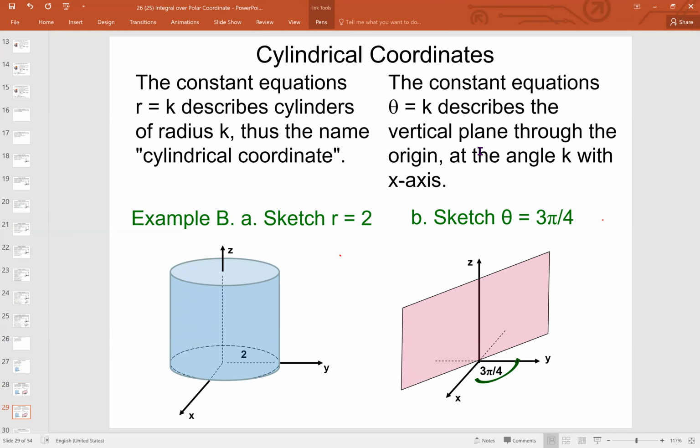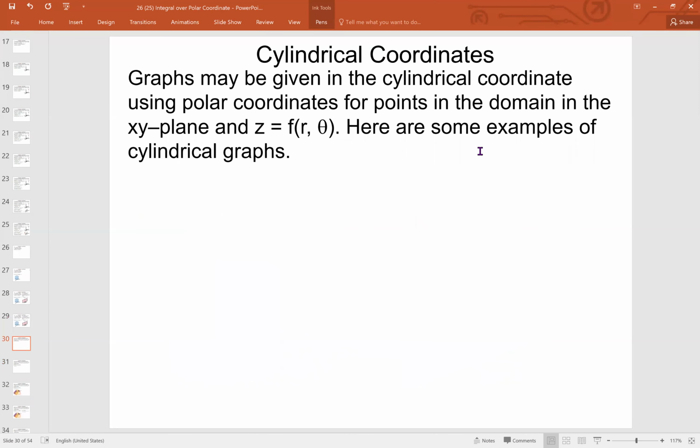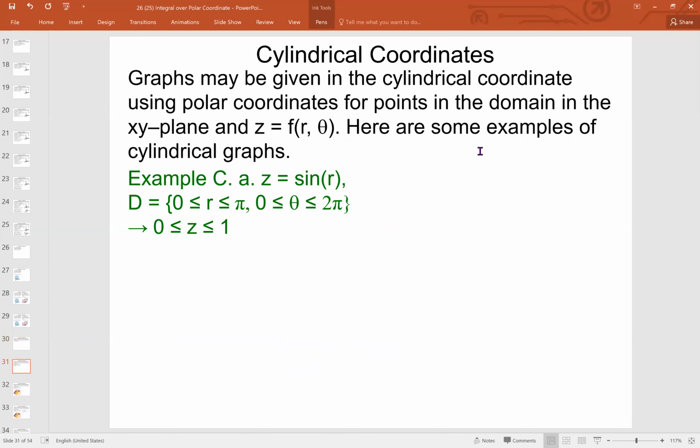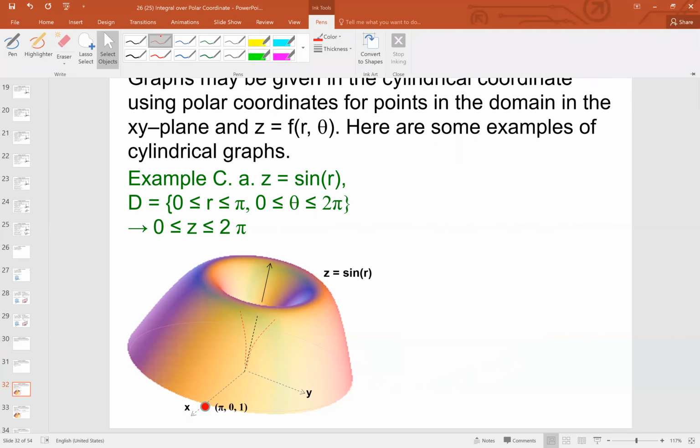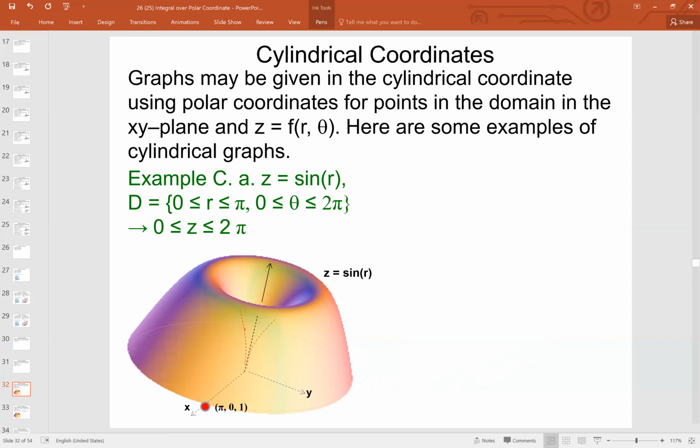And from these, we can actually get some quite interesting surfaces. So here are a couple of them. Here's the equation, z is equal to sine r. There's no theta here, and this is what it looks like. In particular, to see why it does look like that, notice when theta is equal to 0.